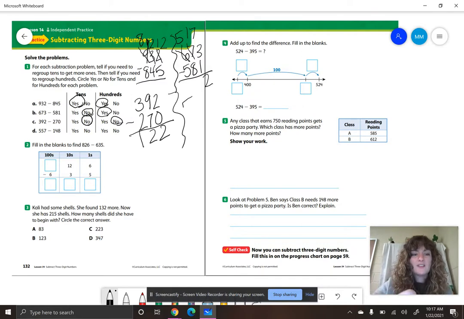All right, one more. We have 557 minus 148. All right, where are we going to start, Smarties? In the ones place. Where do I look at?